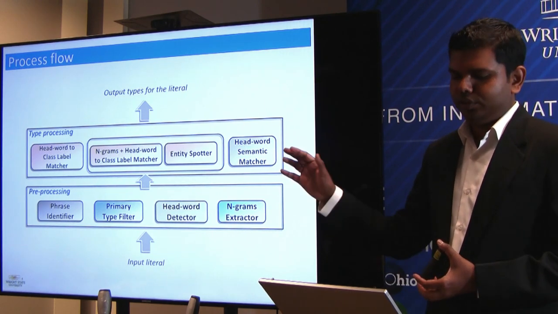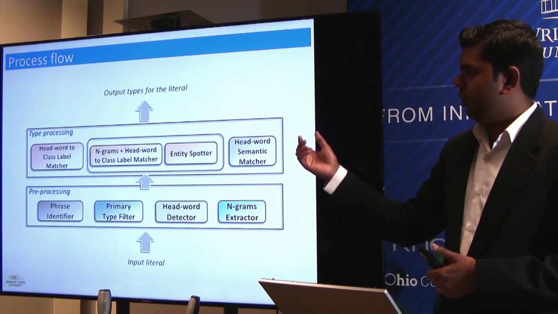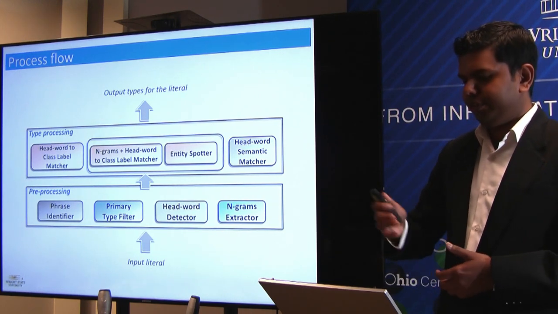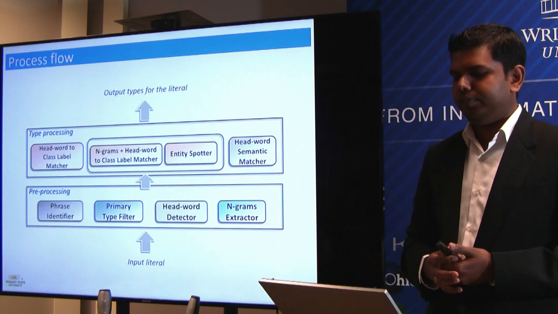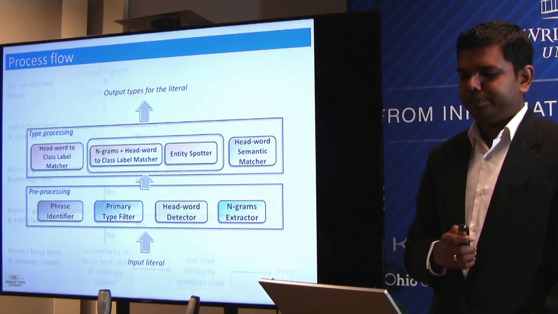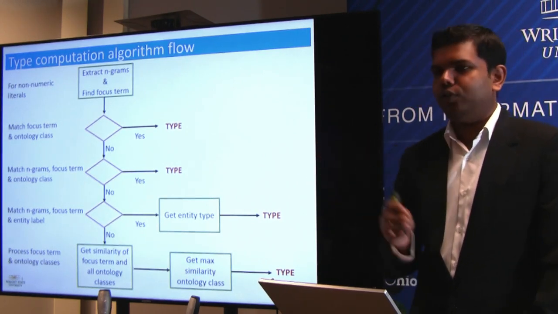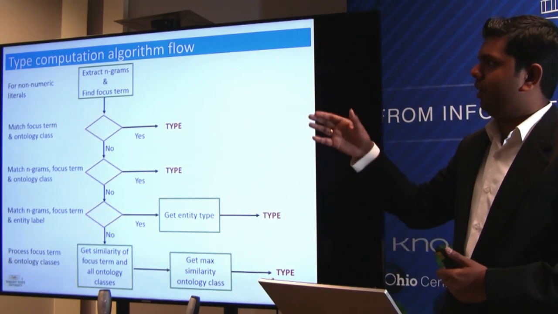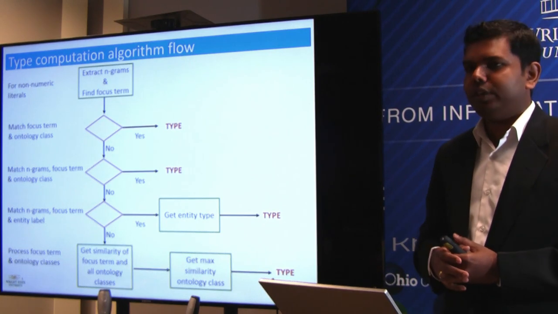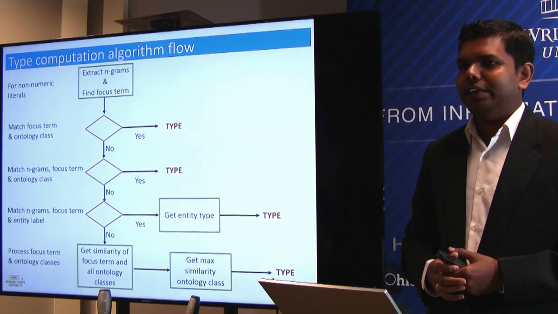So here are some techniques that we use. Input literal comes, we do pre-processing, and then we do some tasks, and I'll briefly show you the flow, and then we compute types for the literals. Here is the actual flow that we follow. So a literal comes, we extract n-grams and focus term, and then it goes through several conditions.